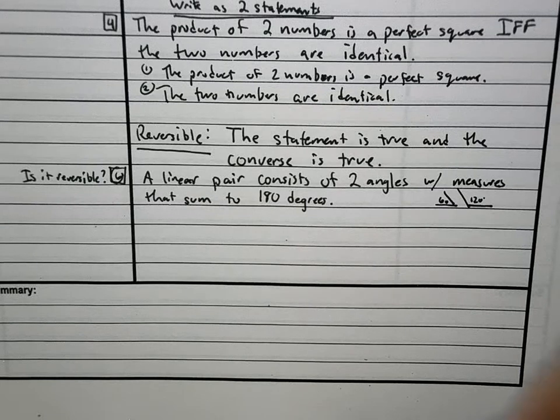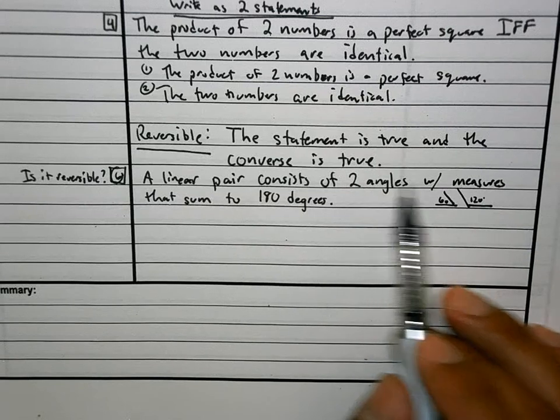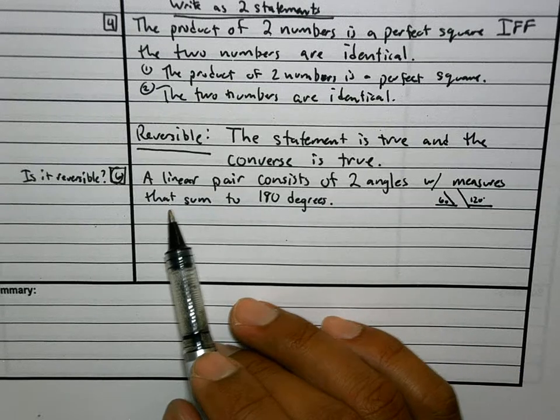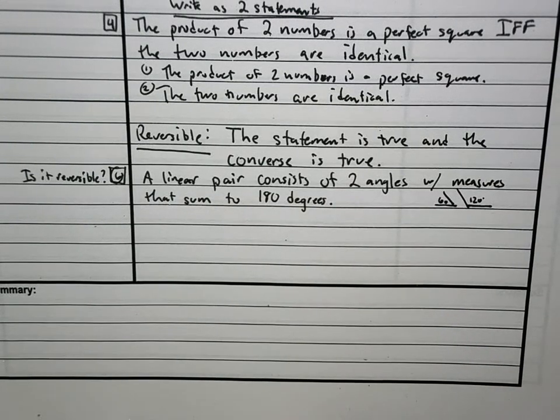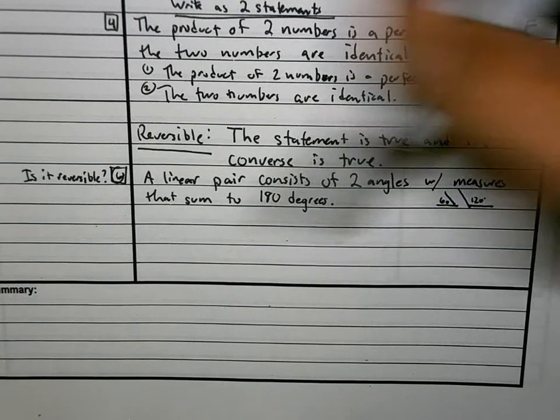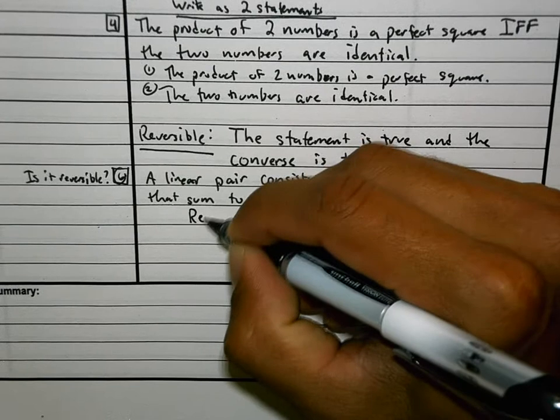Is the converse also true? If I have two angles that sum to 180, if they add to 180 degrees, then it's a linear pair. Is that also true? If two angles add to 180, then it's a linear pair. Is that also true? Yes, it is. That means that this is reversible.